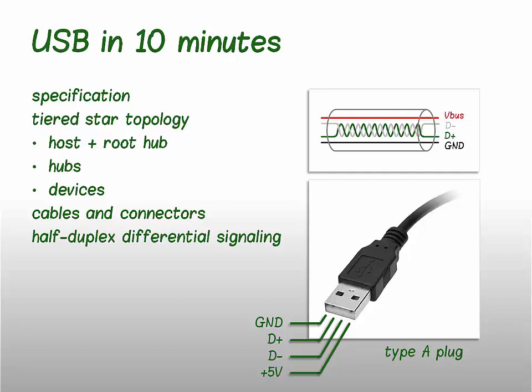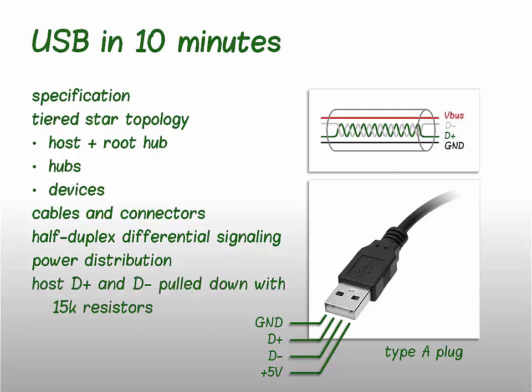The communication is half duplex. Thus, only the host or one device can talk at a time. Communication uses differential signaling on D+ and D- lines. A USB device can also be powered from the 5-volt VBUS, in which case a current limitation applies. Both D+ and D- lines are pulled down at the host side with two 15K resistors.